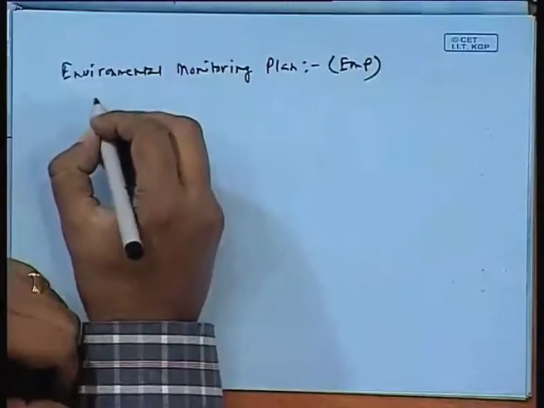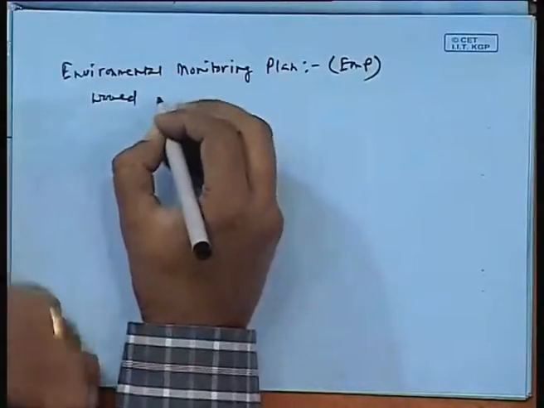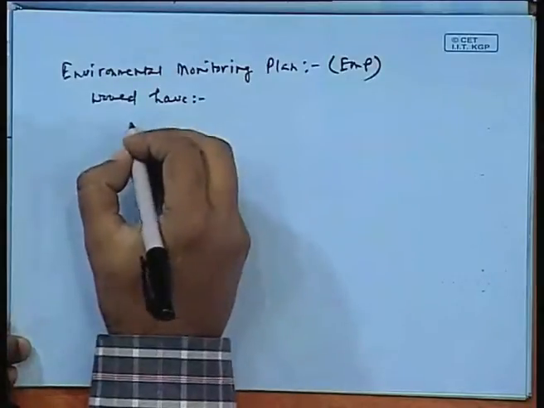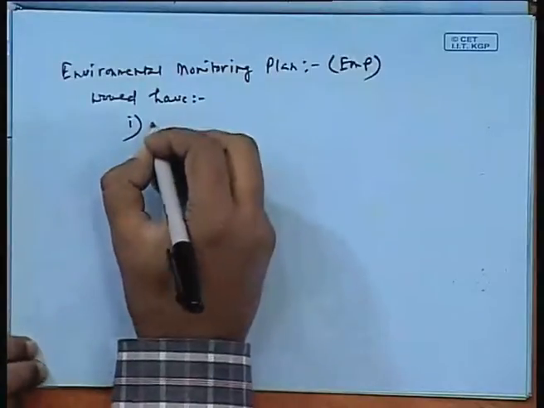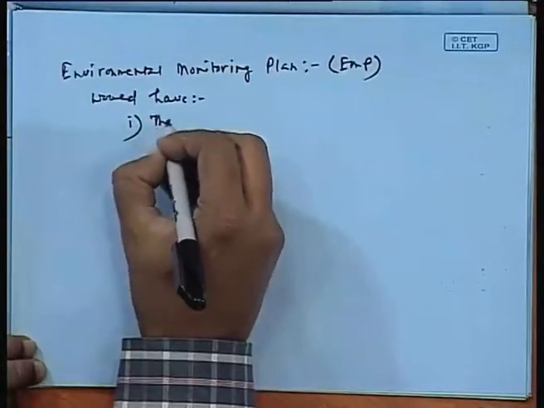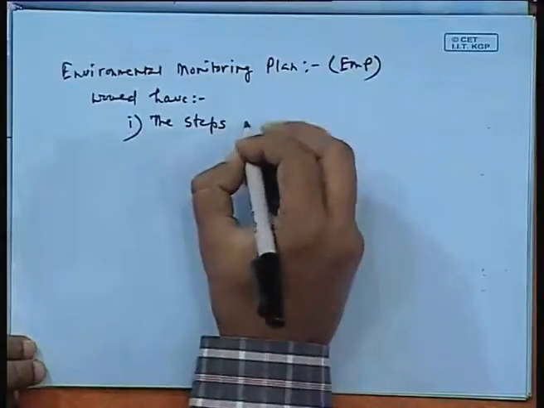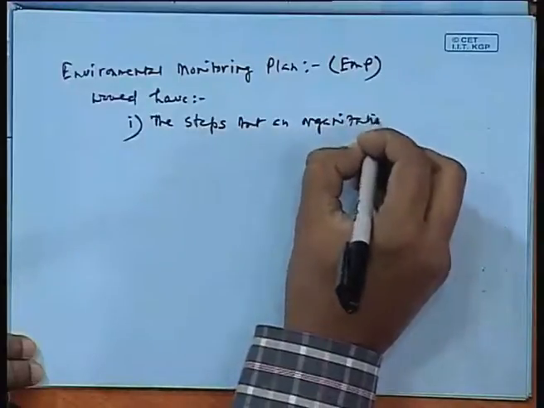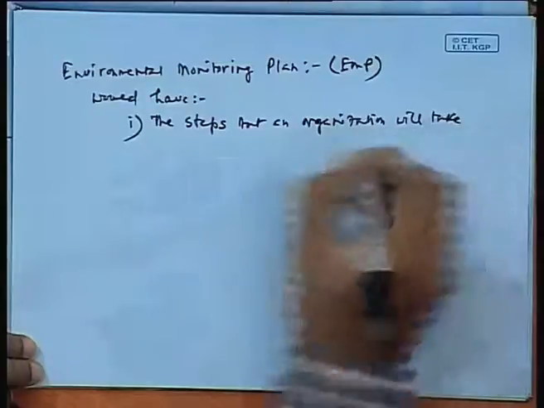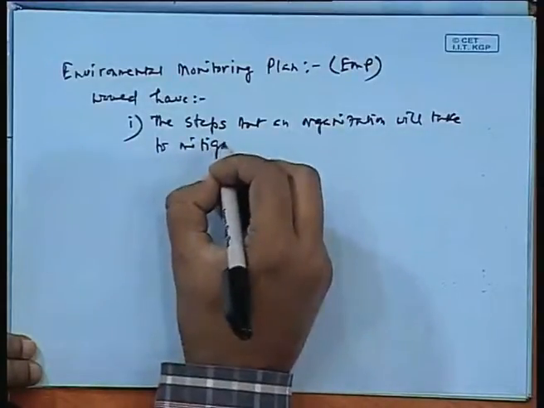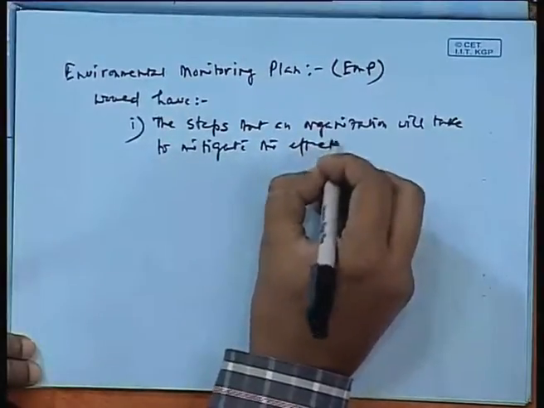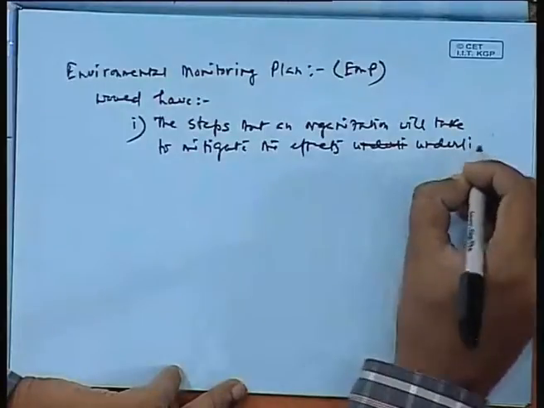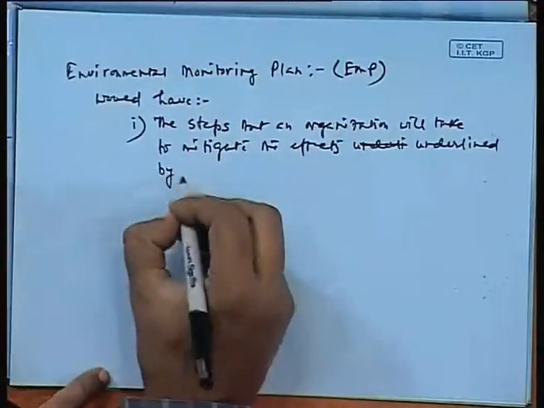The environmental monitoring plan would have, number one, the steps it will take to mitigate the effects underlined by EIA.